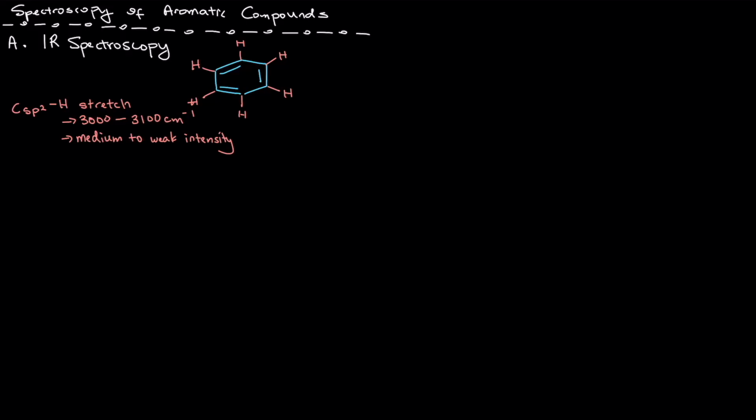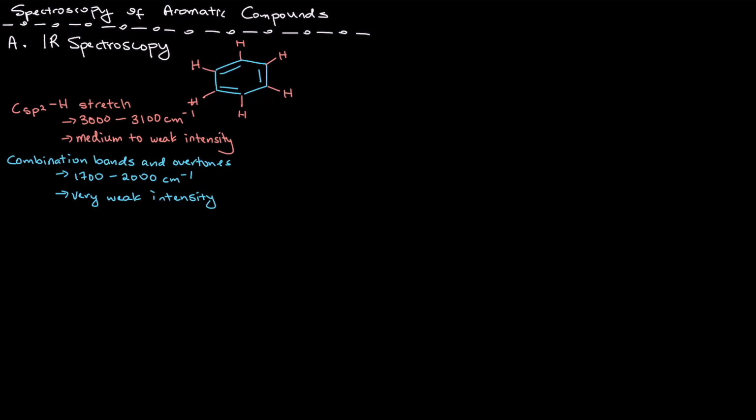So we know in general that if you have a Csp2-H stretch, you should observe that absorption band between 3000 and 3100 wave numbers per centimeter, and it should have medium to weak intensity. Another fairly unique feature of benzene is that you do have what we call these combination bands and overtones. So there are usually somewhere between 1 to 4 of these around the 1700 to 2000 wave numbers, and they're very weak in intensity. So sometimes you might actually not see them, but sometimes you do.